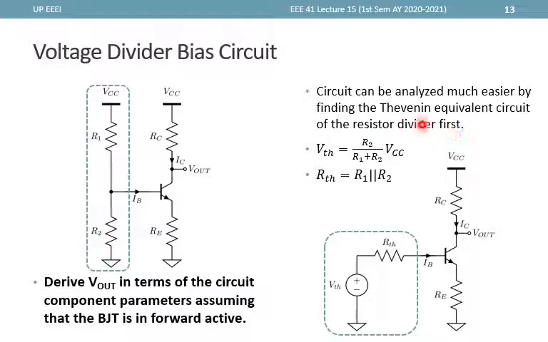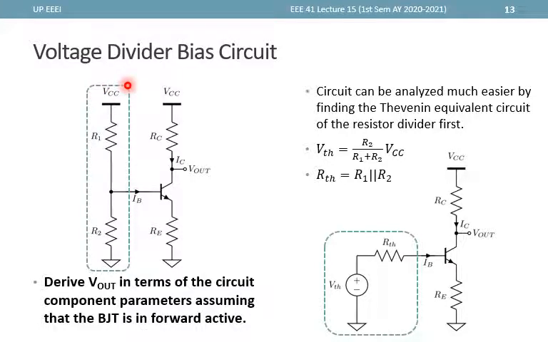Now, as a review, the Thevenin voltage is the open circuit voltage. So assuming that this thing here is not connected, what is the voltage here? And that is exactly VCC times R2 over R1 plus R2. Now, the Thevenin resistance is the resistance seen across these two nodes when the supply is turned off.